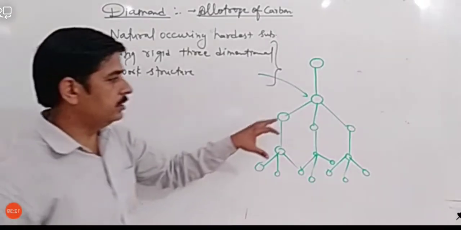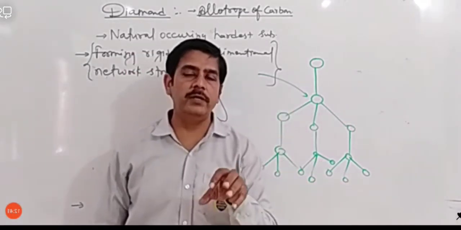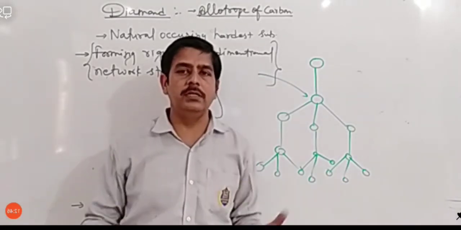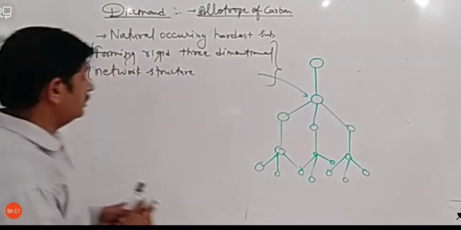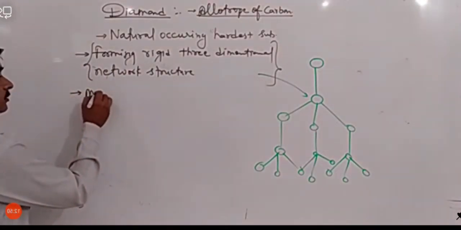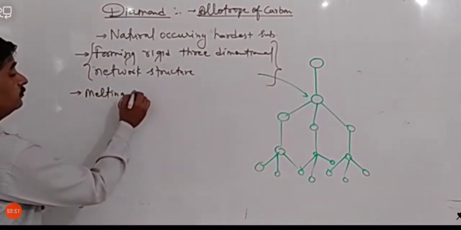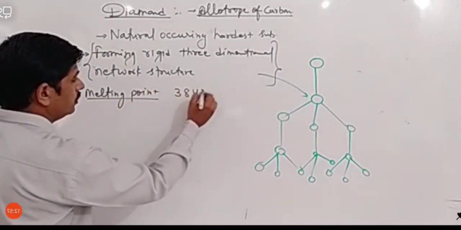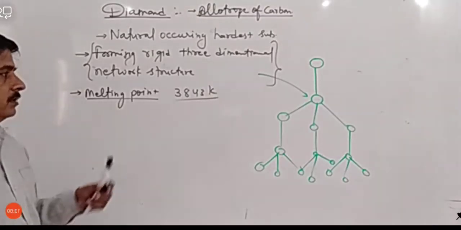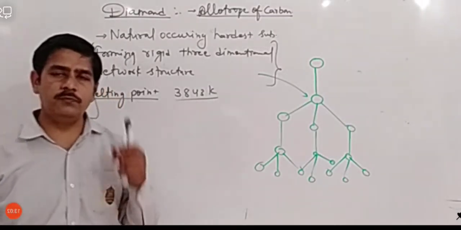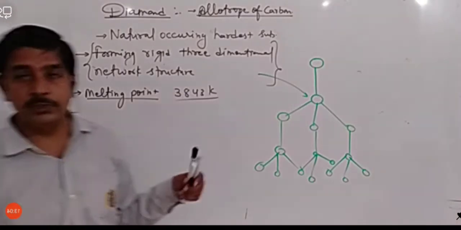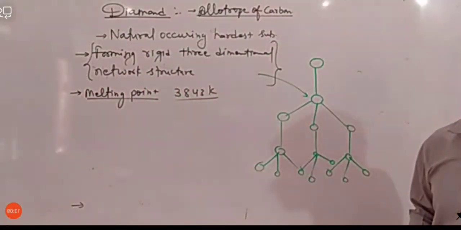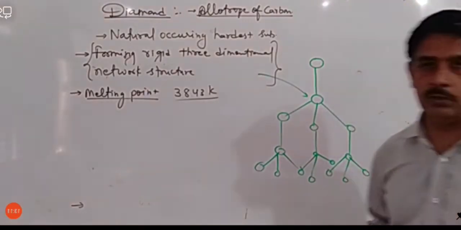So all the constituent particles are very closely packed with each other. They cannot be separated easily. उनको आसानी से separate नहीं कर सकते. And that's why its melting point is very high. Its melting point is 3843 Kelvin. That is approx unachievable. It is very difficult to achieve this temperature. इस temperature को achieve करना बहुत ही मुश्किल है. So that's why it does not melt easily. Okay, it's the hardest natural occurring substance.